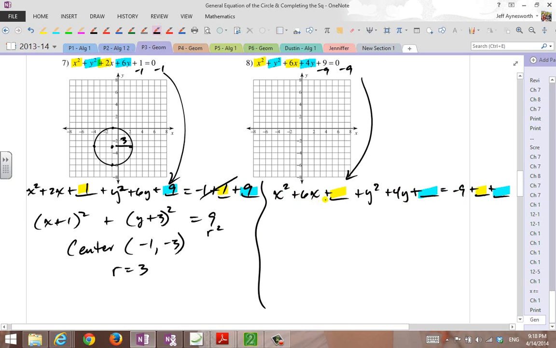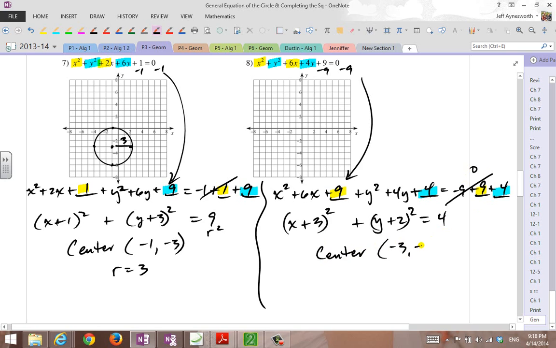6 divided by 2 is 3, squared is 9, so I add 9 first. 4 divided by 2 is 2, squared is 4, so I add 4 to both sides. Factor, it's half of this all the time. It's half of 4. These cancel out. I get 4 here, so my center is at -3 comma -2, and r is 2. It's the square root of 4. So I go left 3, down 2, radiate out 2 in all directions, and graph, and then I'm done.